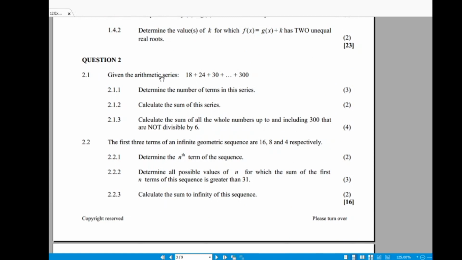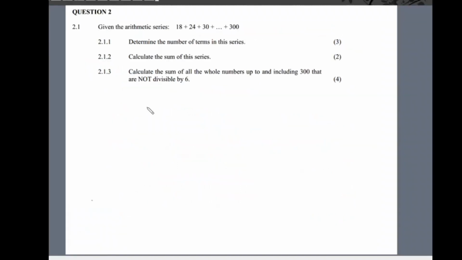But given the arithmetic series 18, 24, 30 all the way to 300, determine the number of terms in this series, calculate the sum of the series, and calculate the sum of all the whole numbers up to and including 300 that are not divisible by 6. So in 2.1 they tell us that we have an arithmetic series, right?